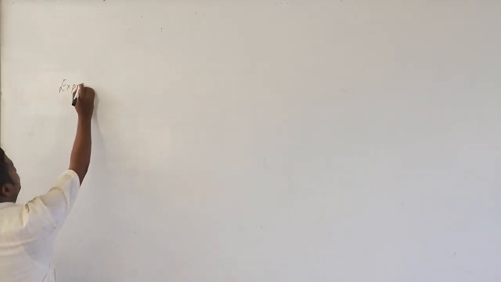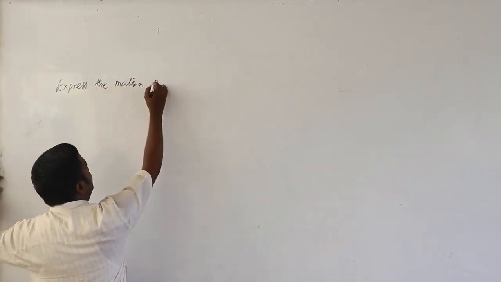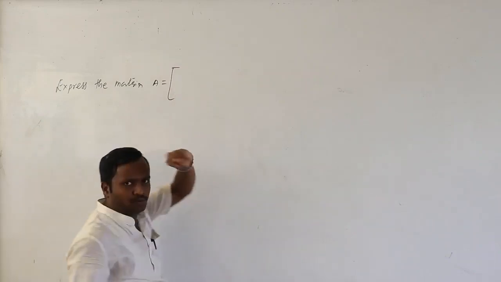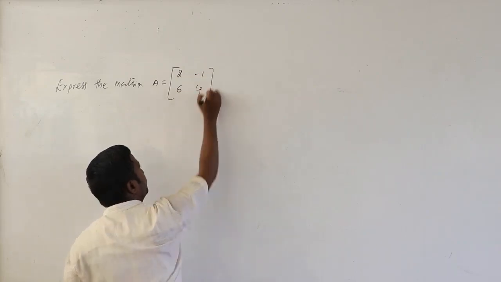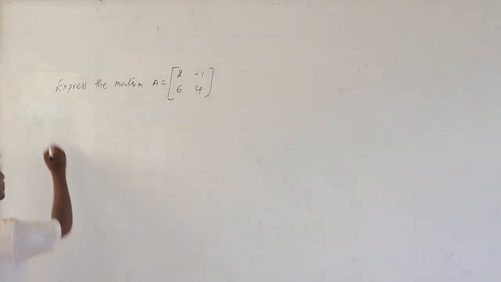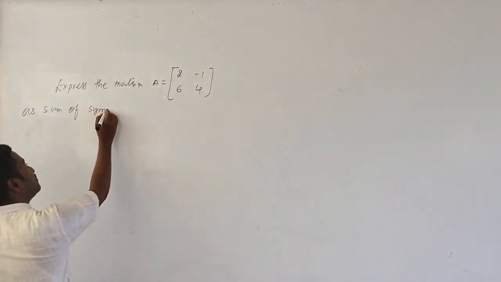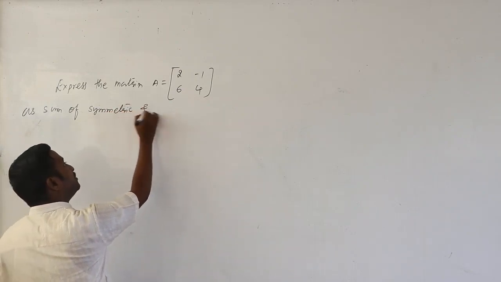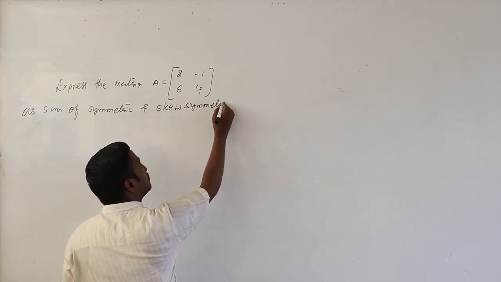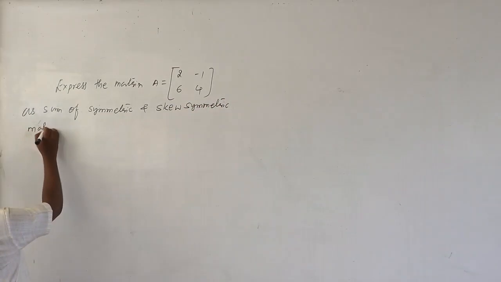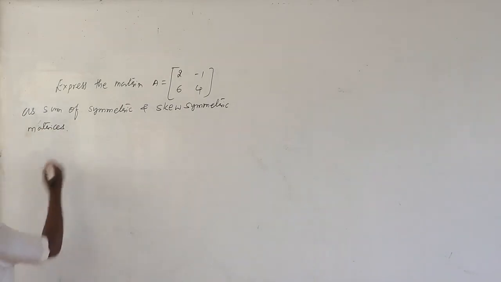Express the matrix A equal to, take any square matrix, don't worry about that, say 2, minus 1, 6, 4, as a sum of a symmetric and a skew symmetric matrix. I will take a similar question because this is the most important question for 3 marks, the easiest way to get 3 marks.